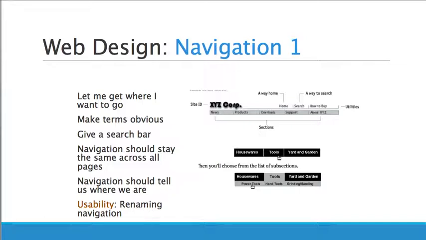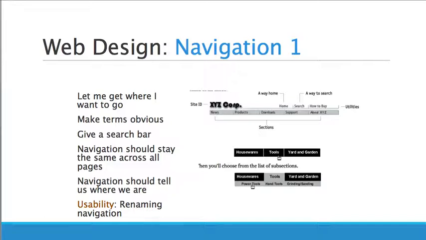When we're thinking of navigation, I need to know where I want to go. I need to be able to see the places I want to go within navigation. Terms need to be obvious, so it needs to be clear that if I'm searching for a certain thing, there's some kind of navigation tool to get me there. I need to have a search bar that I can type a word into just in case what I need is buried somewhere else and it's not quite intuitive how to get there.